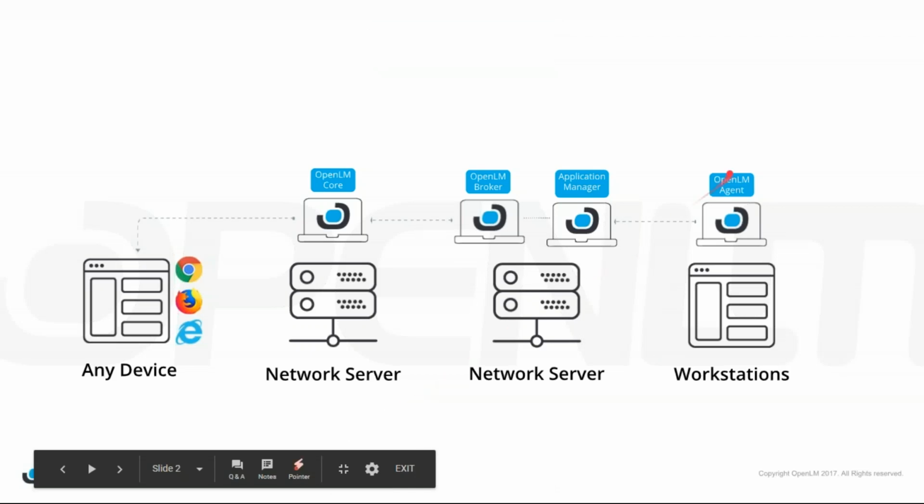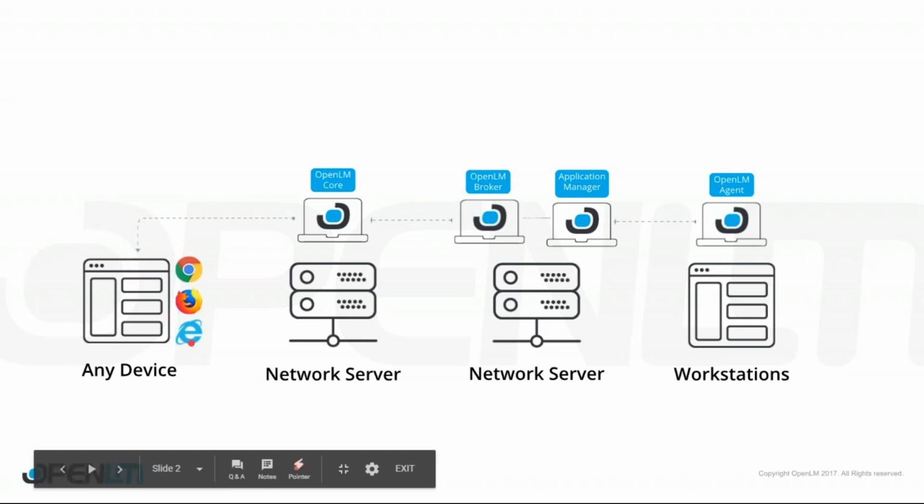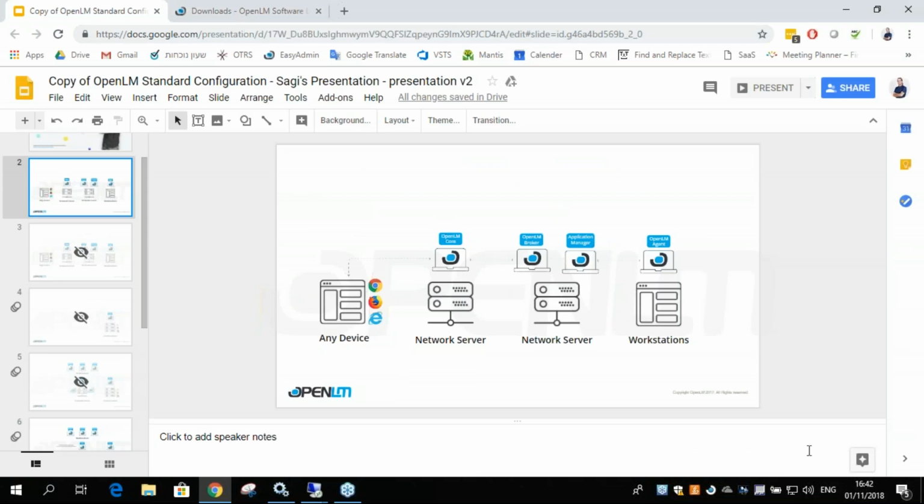Just to do a quick recap, we installed the agent, we installed the application manager, we installed the broker, both of them we installed on the same machine, and OpenLM core we installed at first. So basically the OpenLM agent now sends data on AutoCAD to the app manager. And this in turn is sent to the broker, and in turn is sent to the OpenLM core, which is viewed by the user itself. So we configured all that with explanations in just about 40 minutes.